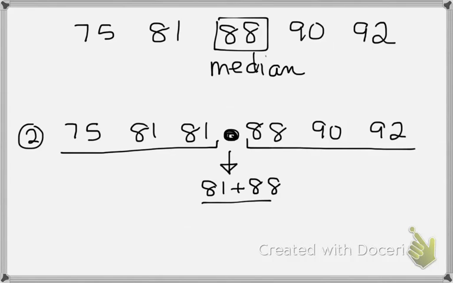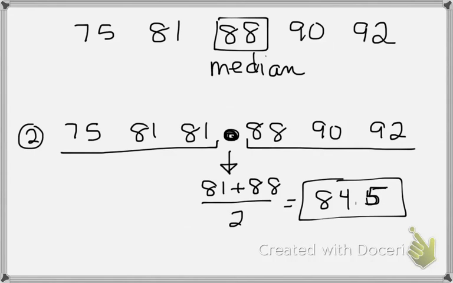You add them together and you divide by 2. And that answer ends up being 84.5. Now that, oops, that's a 5 by the way. Now that is a median. So I know 84.5 was never part of your data set to begin with, but still we call it the median.